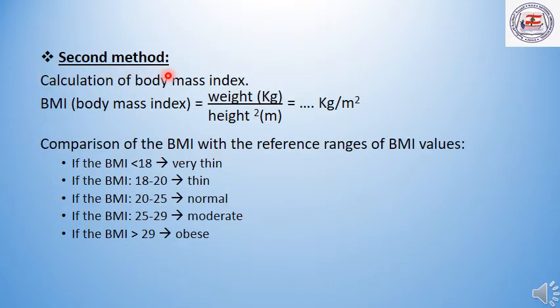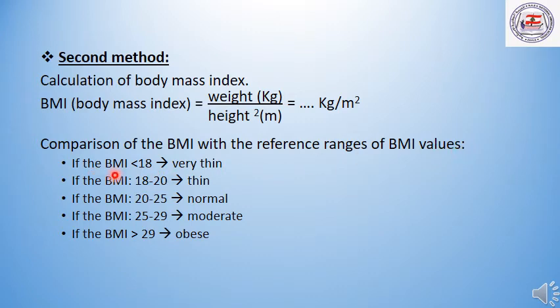The second method is by calculating the body mass index. BMI, or the body mass index, is equal to the weight divided by height squared. The weight has to have a unit of kilogram and the height has to be in meters. Comparison of the BMI with the reference ranges of BMI values.